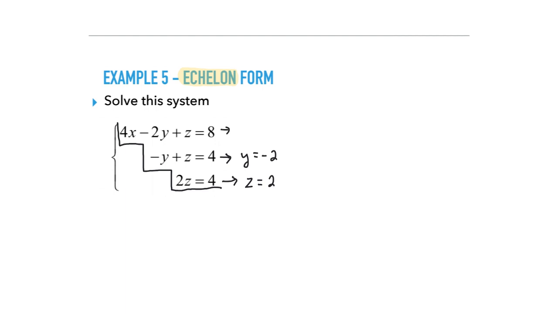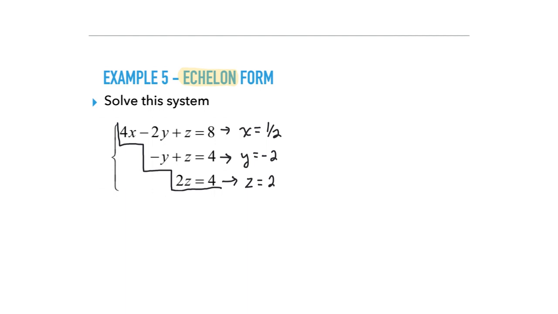And once I know that z is equal to 2 and y is equal to negative 2, I can punch them back into the first equation, and that would tell me that 4x plus 4 plus 2, or 4x plus 6, is equal to 8. And if 4x plus 6 is equal to 8, then that means x is equal to 1/2. And I've quickly solved a system of three equations and three unknowns.